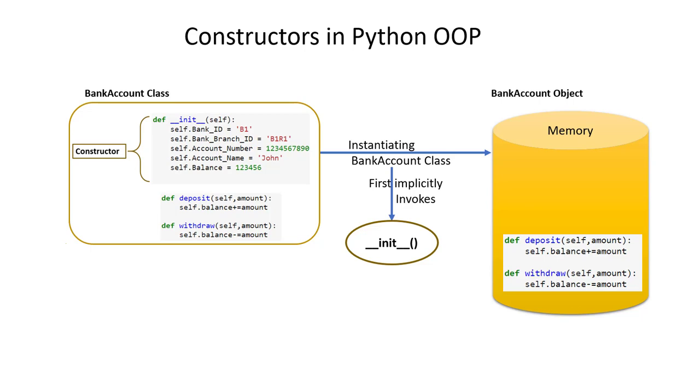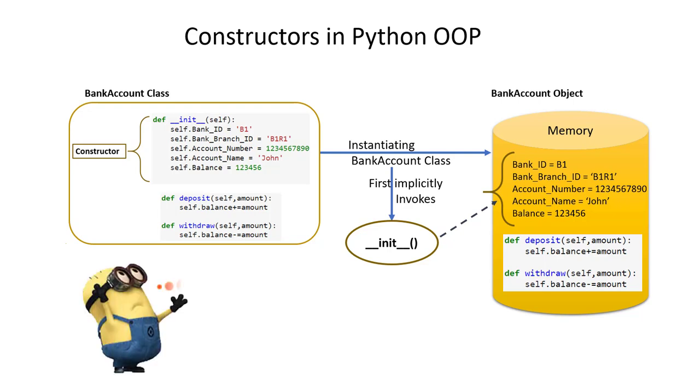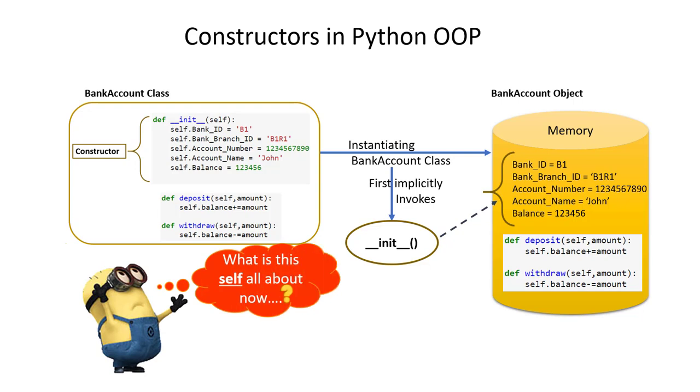So now what will this constructor do? This constructor will just create the attributes inside the object memory, which are termed instance attributes. Why are they termed instance attributes? That's purely because of the usage of this keyword called self. Now what is this self all about? Is this a user-defined variable or a built-in keyword that's present in Python? We will understand in detail what self is and how we use it in object-oriented programming in Python.